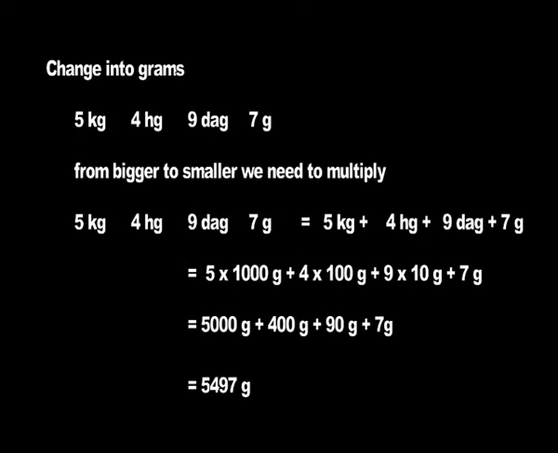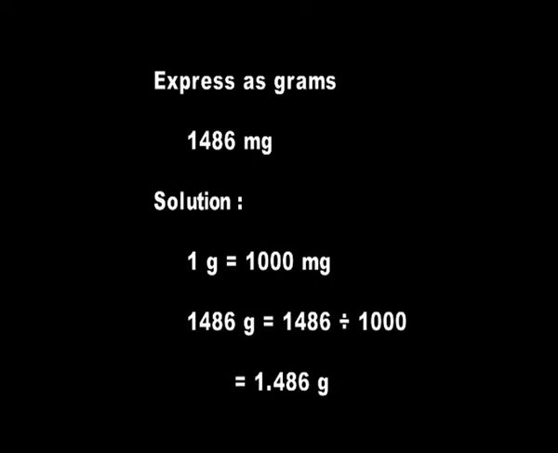Now, we will see the problem of how to convert into grams. 5 kilogram, 4 hectogram, 9 decagram, 7 gram. From bigger to smaller, we need to multiply. Therefore, we are going to multiply 5 into 1000 gram plus 4 into 100 gram plus 9 into 10 gram plus 7 gram. Then it will become 5497 gram.